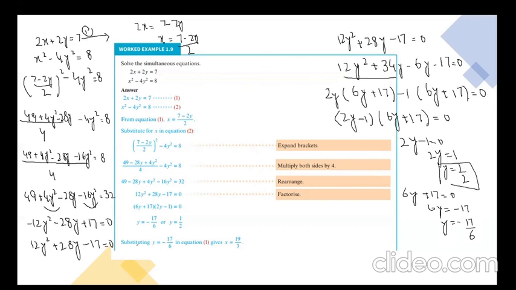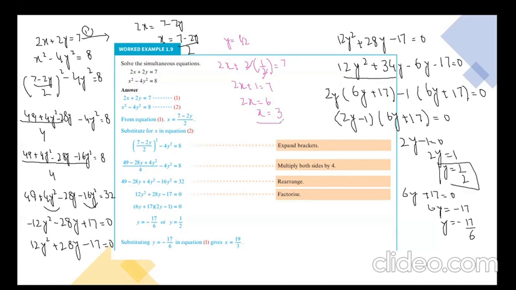So this must be when y equals to 1 by 2. When y equals to 1 by 2, so 2x plus 2 into y value is 1 by 2 equals to 7. 2 into 1 by 2 cancel out. 2x plus 1 equals to 7. So 2x equals to 6. x equals to, then x equals to 3.